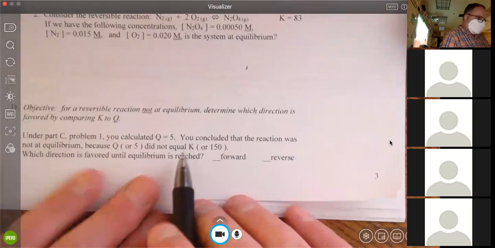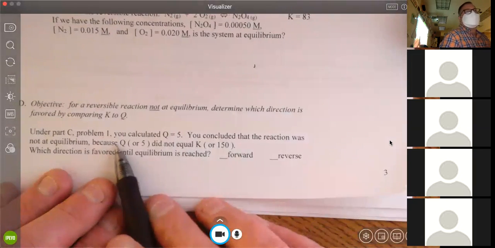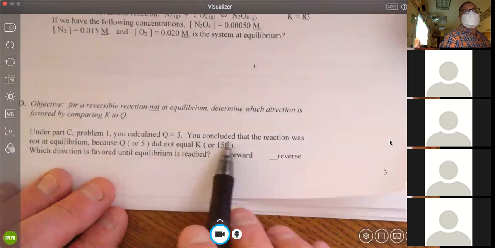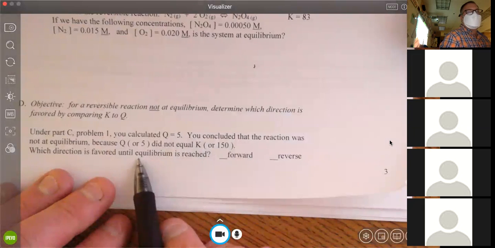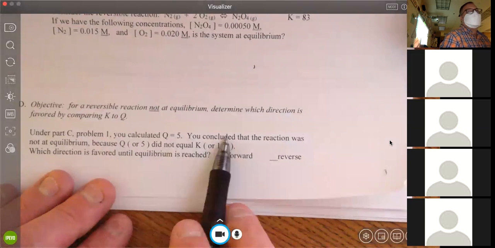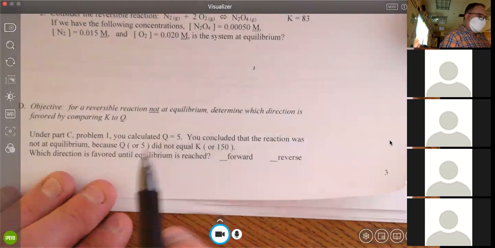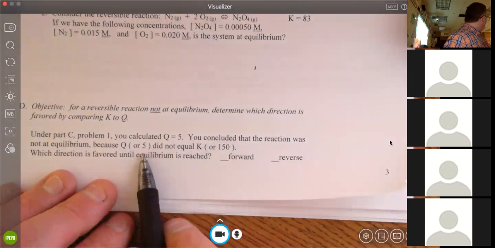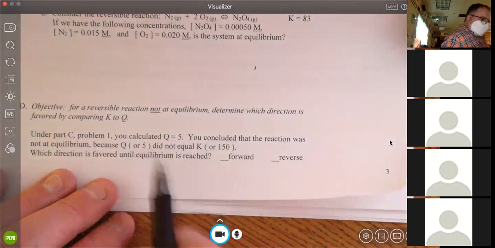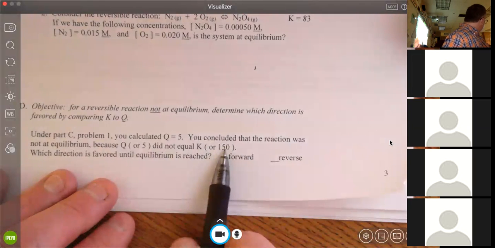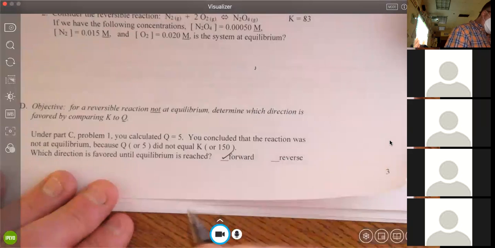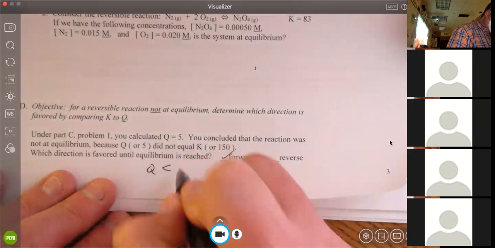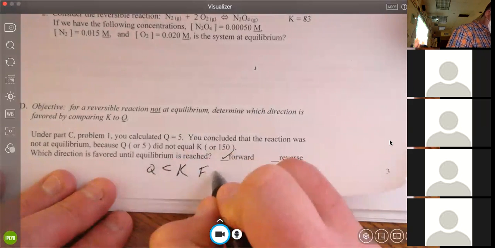So we have Q, right? It says here under part C, you calculated Q equaling 5. You concluded that the reaction was not at equilibrium because Q does not equal 150. We are much less than a 150 to 1 ratio. We are 5 to 1. How can we get closer to 150 to 1? We make more product. What makes more product? Forward reaction. If Q is less than K, forward reaction favored.